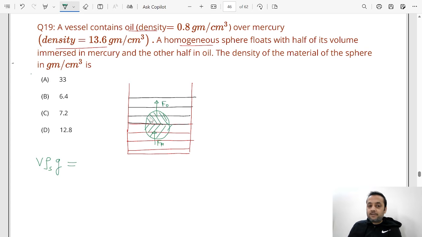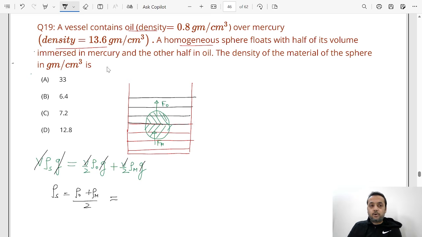So the buoyancy due to the oil will be volume submerged in the oil, which is V by 2, into density of the oil, which is rho oil, into gravity. Plus the buoyancy due to the mercury will be volume submerged in the mercury, which is V by 2, into density of the mercury, which is rho m, into gravity. So the equilibrium condition means the net force upward, which is buoyancy, will balance the mg. Now look, V, V, V, g, g, g cancel. That means rho sphere will be rho oil plus rho mercury over 2.